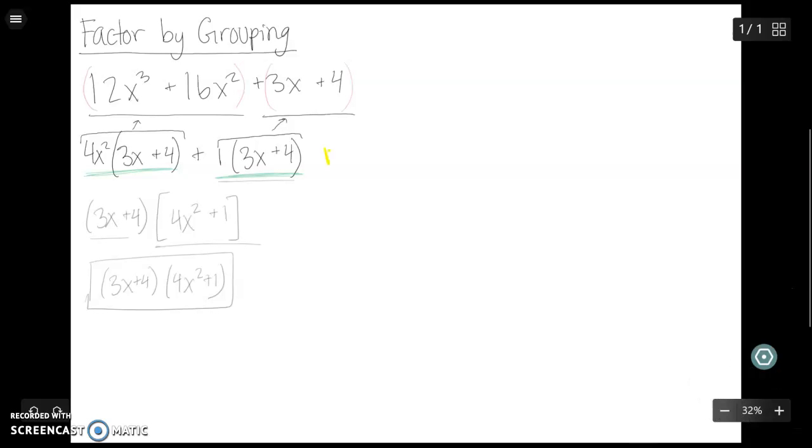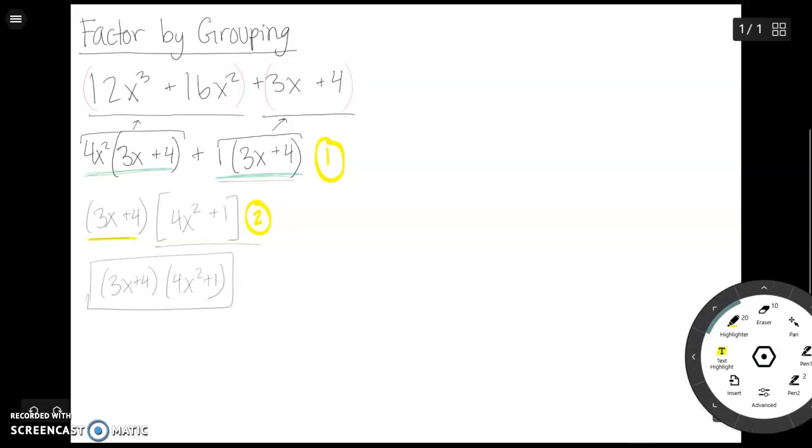So right here, well, let's actually do it. Let's number these steps. So my first step, I just factored out the greatest common factor from the first half of my polynomial and the second half of my polynomial. And then on my second step, all I did was factor out a greatest common factor again. It's just that the greatest common factor was a polynomial, 3x plus 4. Okay, and that's how we do factoring by grouping.